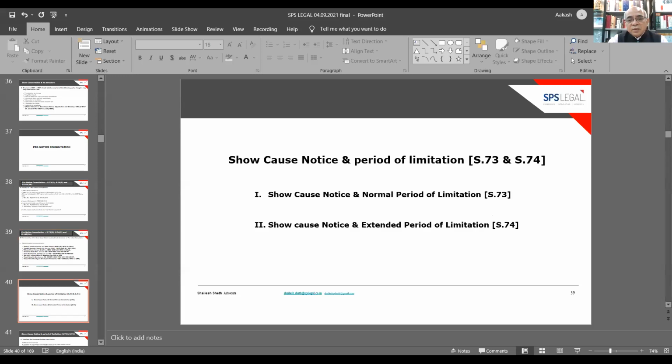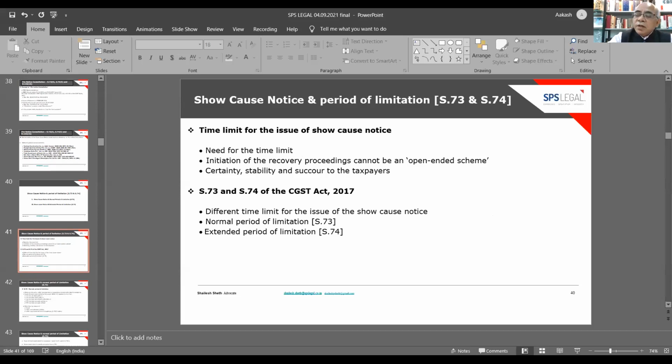Then comes the limitation period. There are two provisions, Section 73 and Section 74. We have seen that both the sections speak about the issue of a notice by a proper officer in case he observes that there has been a short payment of tax or non-payment of tax, or a refund erroneously granted, or ITC wrongly availed or wrongly utilized by a registered person. In that case, he can issue a notice to such person, along with a notice as to why interest also should not be recovered from him under Section 50.